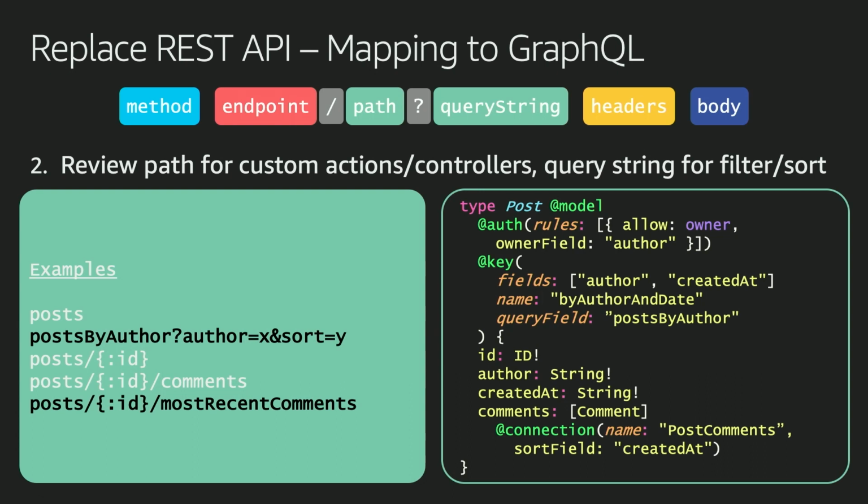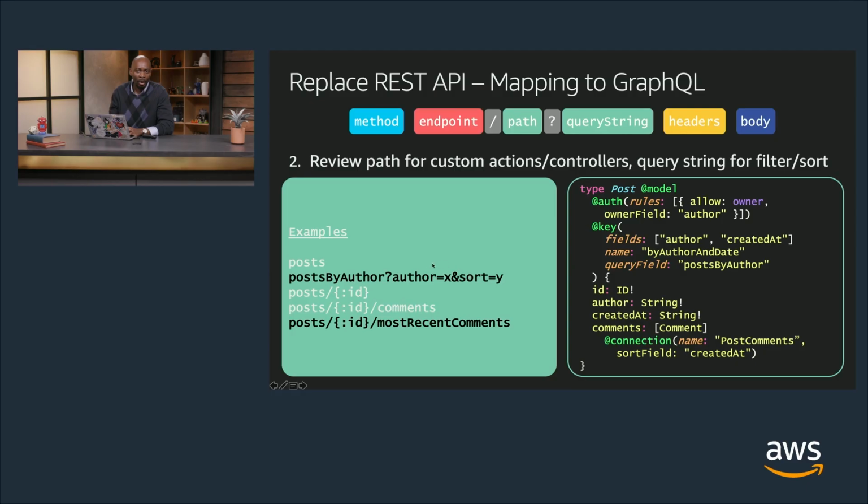Let's look at what we would do to review the path for custom actions and controllers. There's a couple of examples here. For example, we have post by author, and then we have a query string that specifies which author we want to get the post for and how we want to sort the post. And then we also have post/ID most recent comments. So this is REST-like. Most recent comment is not really a resource, but it is a controller action that specifies how we want to get back our data from the backend.